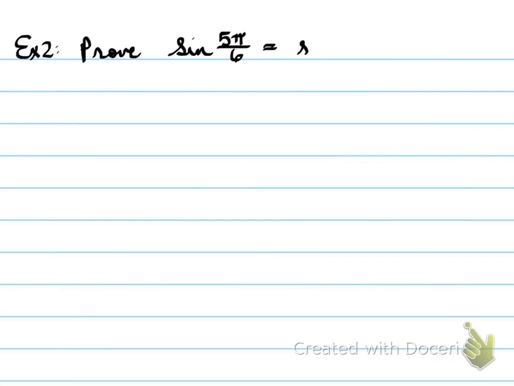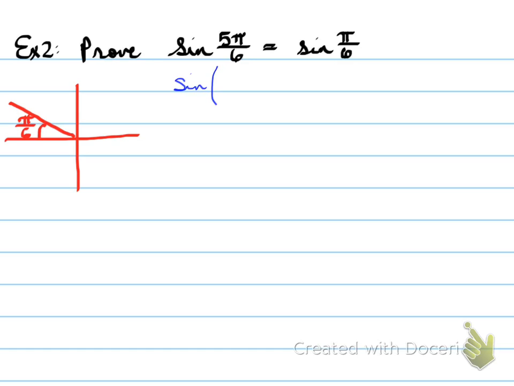Example number 2. You're asked to prove that sine 5 pi over 6 is equal to sine pi over 6. In the previous unit, you were just told, okay, second quadrant, the signs are positive. Therefore, the related acute angle in the first quadrant is equal to the related acute angle in the second quadrant because sine is positive in both of those. Well, we're going to prove this now. And we're going to use the compound angle formula to prove it.